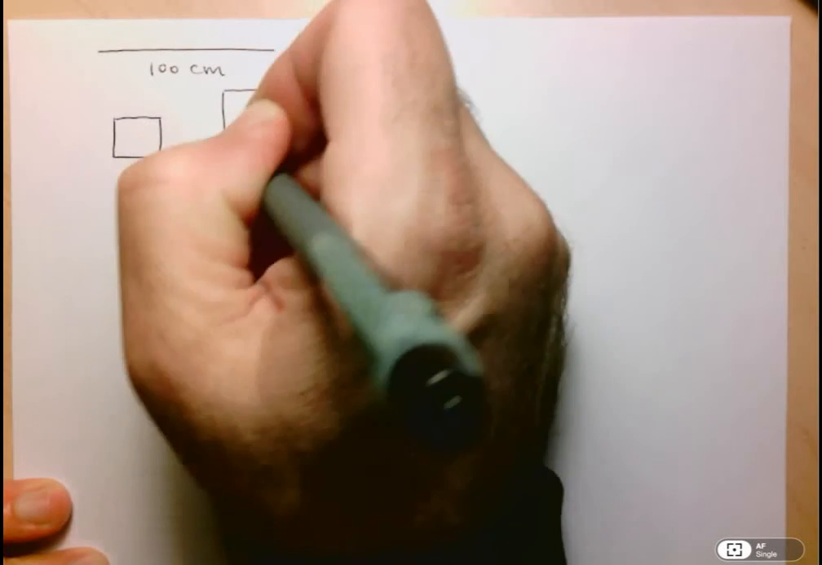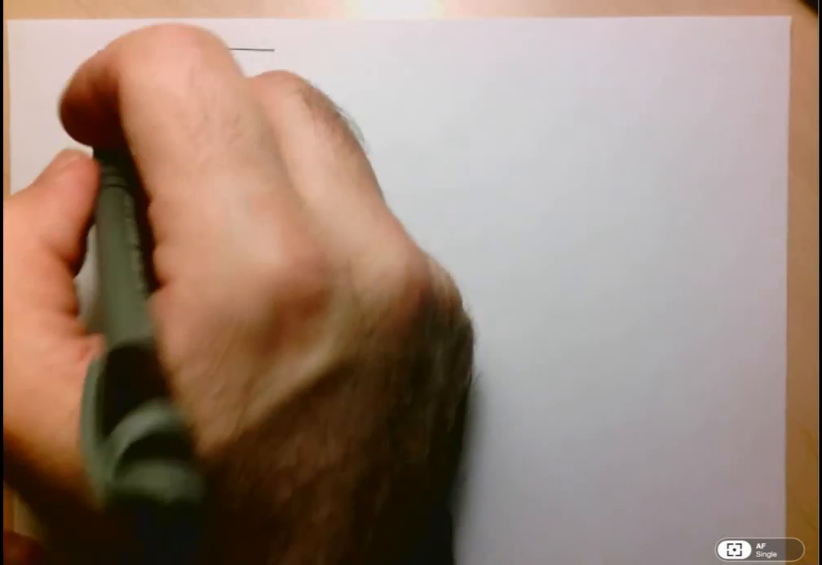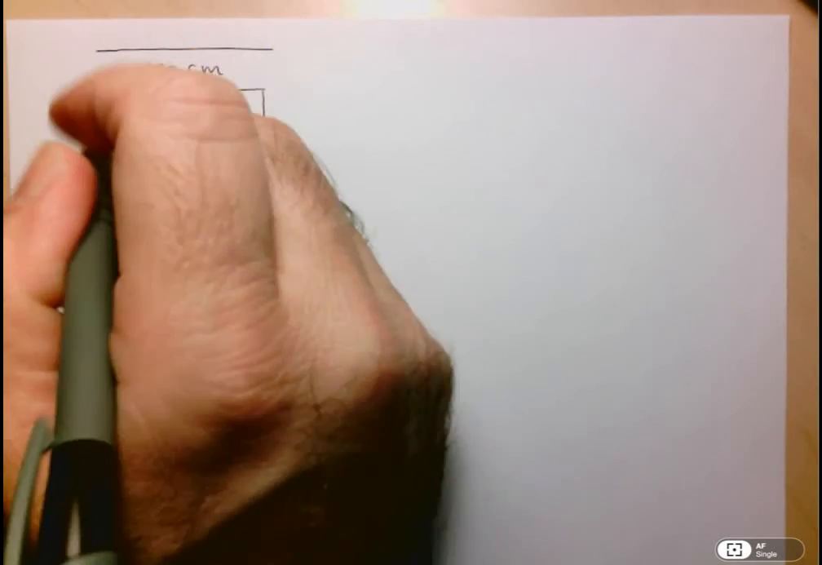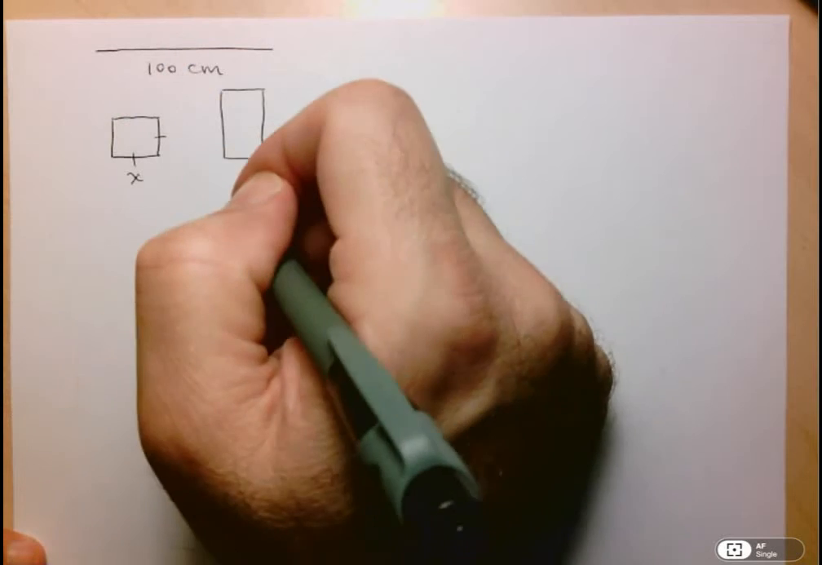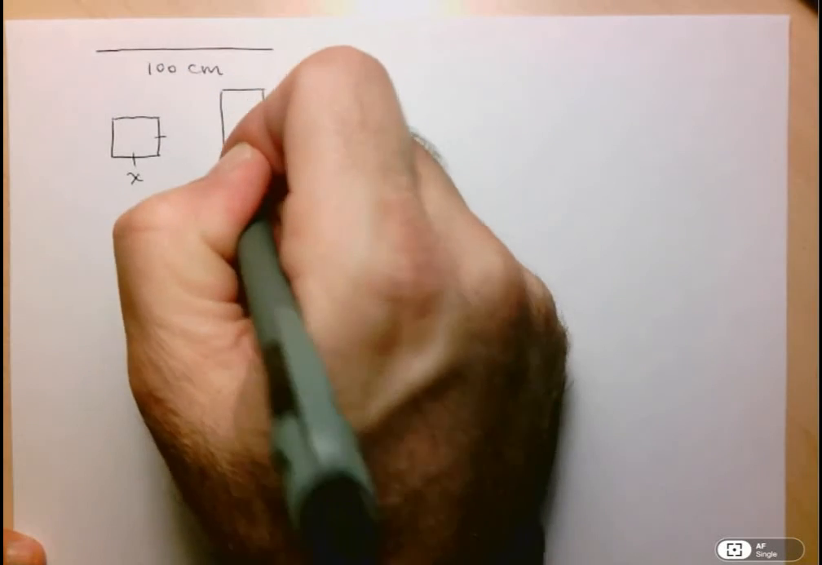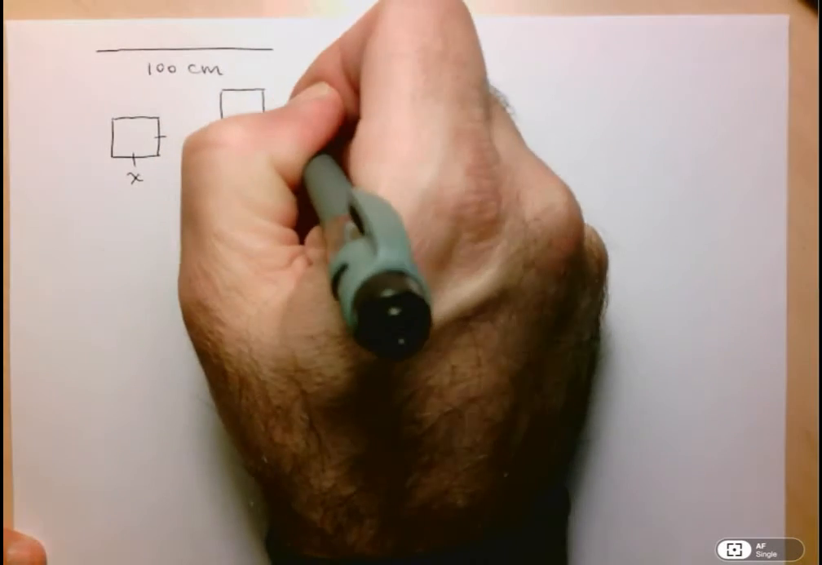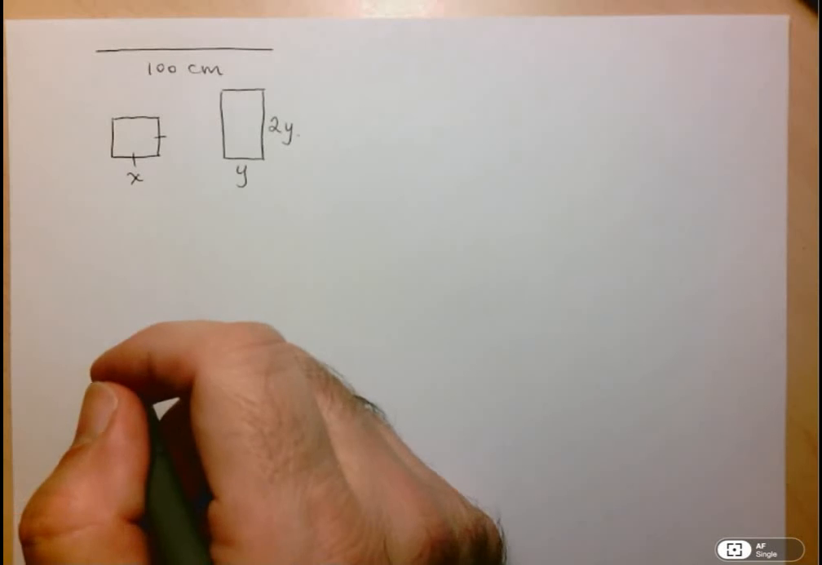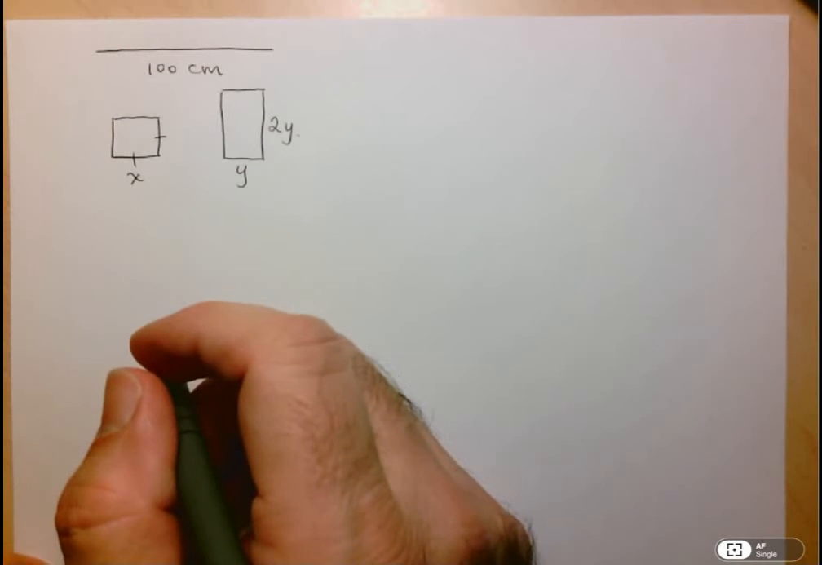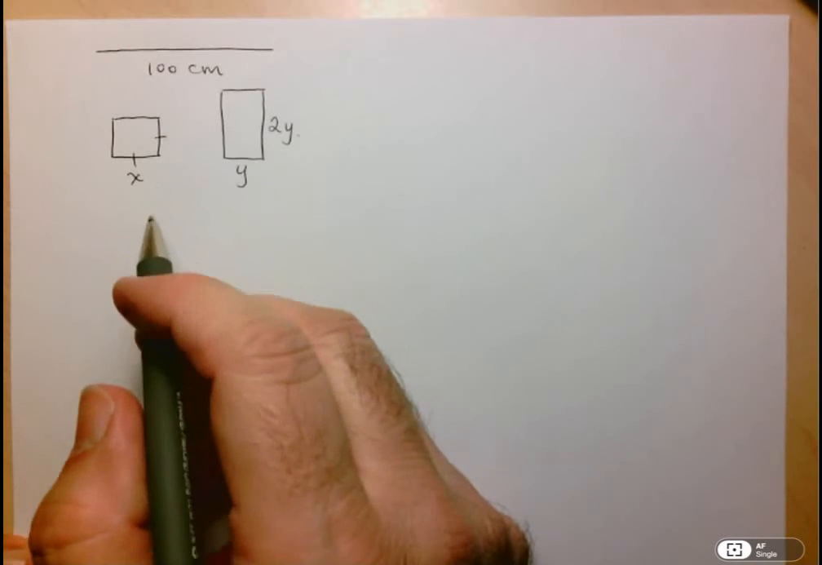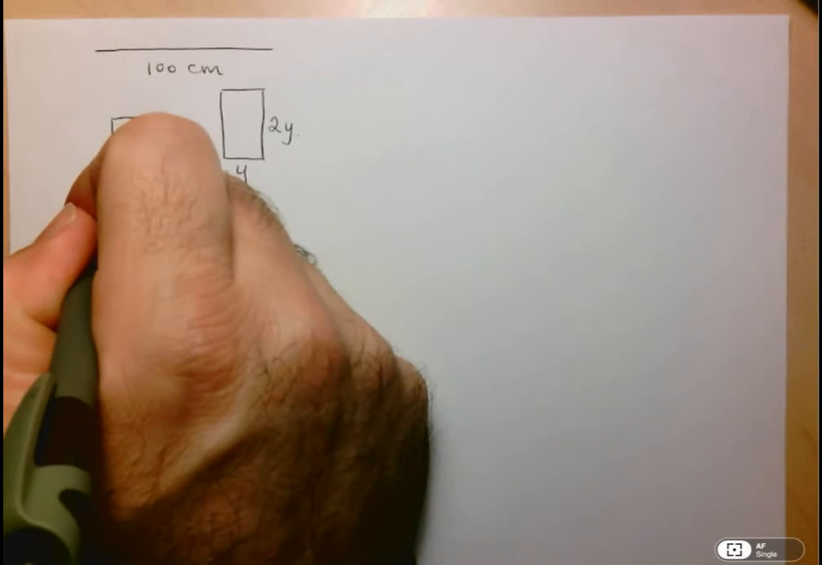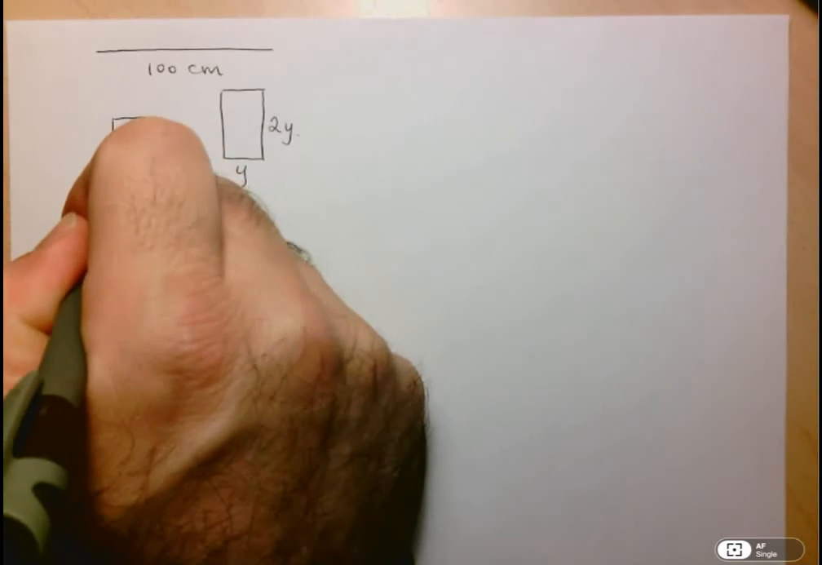So we'll give a name to the side length here. We'll call this side length X. And then here, if we call this side length Y, the width has to be 2 times Y. What they want us to do is find the minimum possible total area. So let's write a formula for the total area.